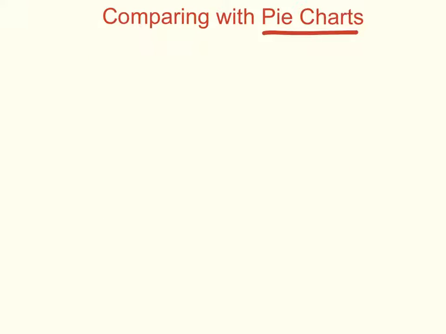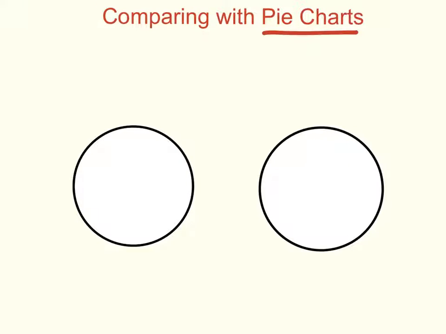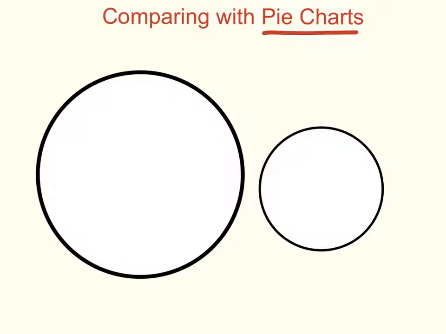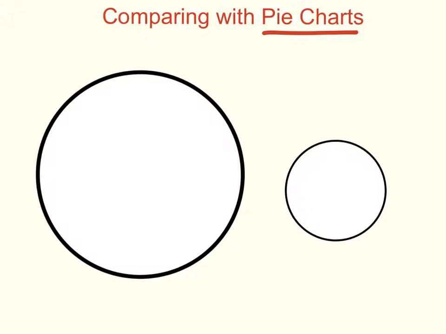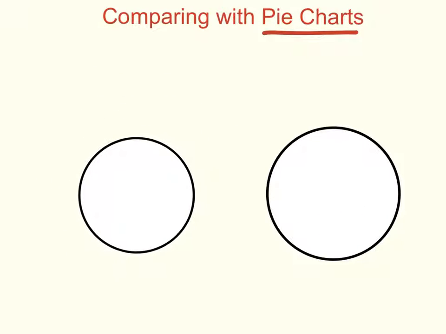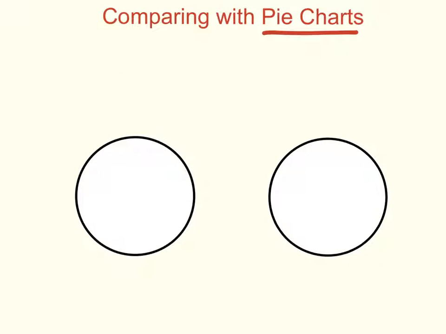When you compare with pie charts, what's really important is to start off by drawing two congruent circles. So congruent means the same size and shape. These two circles look to be the same size and shape. We don't want to compare having one circle big and one circle small. Remember, we want them congruent, so they should be about the same size, as close as we can. That looks pretty good.